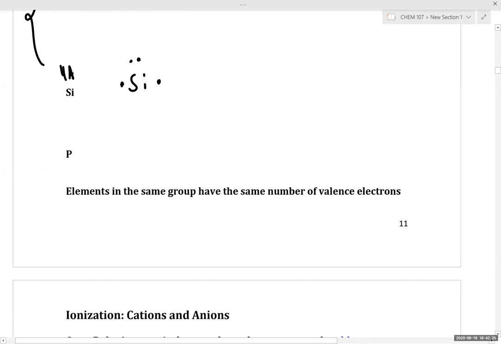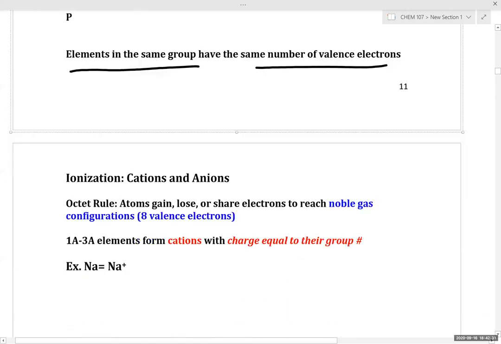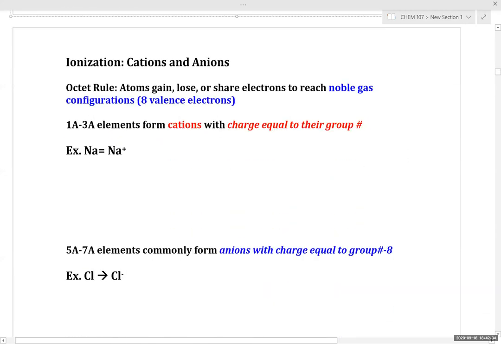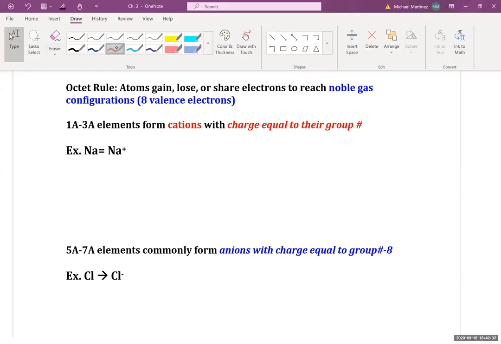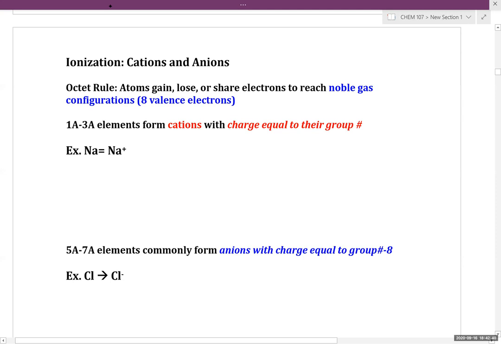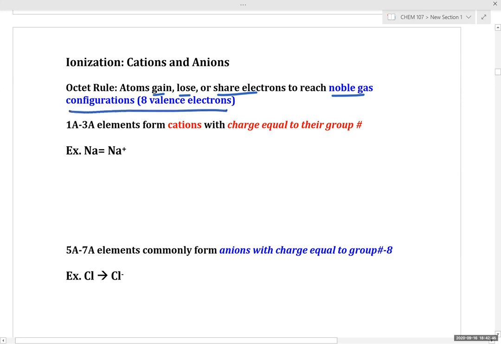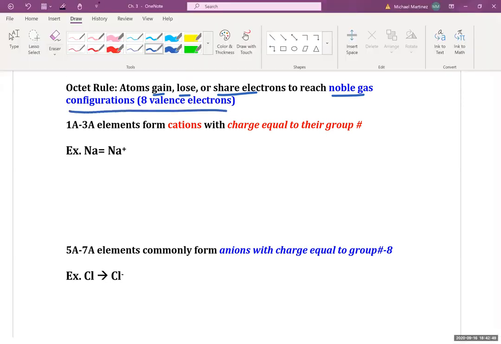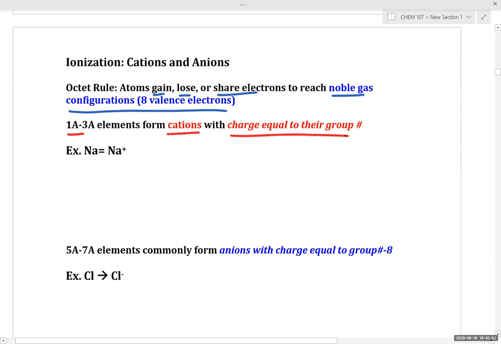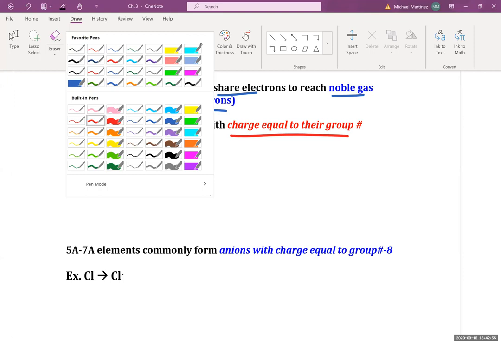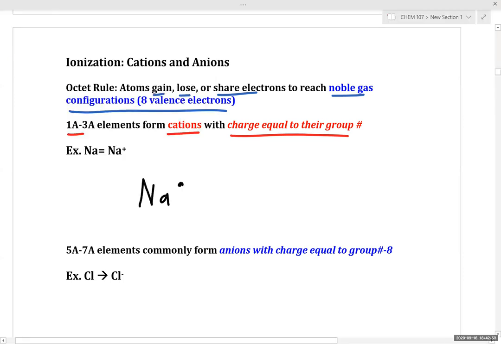Okay, so just to remember, elements in the same group have the same number of valence electrons. The nice thing about Lewis dot structures is that they make it really easy to visualize gaining and losing electrons. As a reminder, the octet rule: atoms will gain, lose, or share electrons to reach noble gas configurations. Your 1A through 3A elements form cations with charge equal to their group number. So sodium in Lewis dot form looks something like this. To reach a noble gas-like configuration, we just need to lose this 1 electron to generate sodium plus.